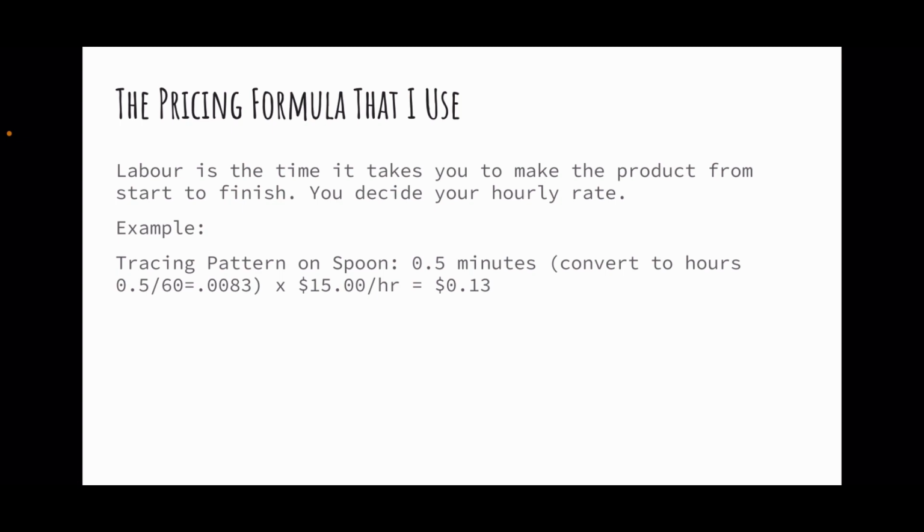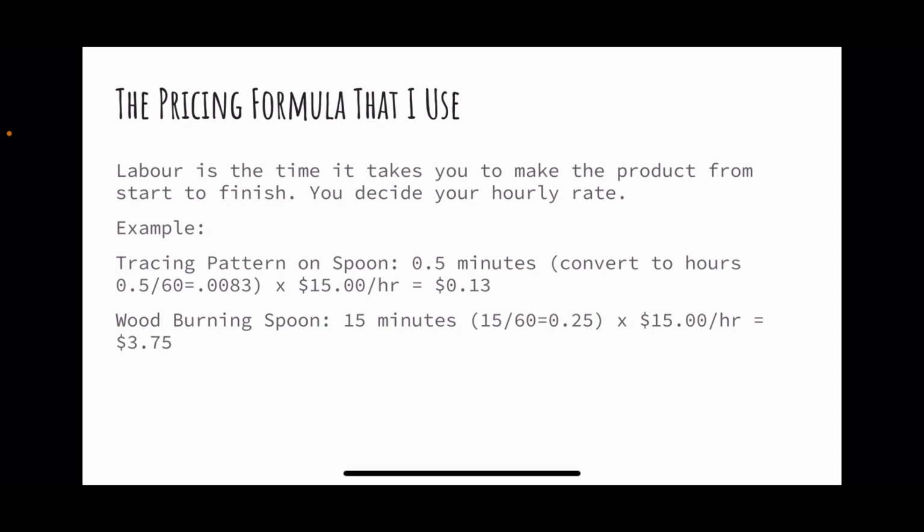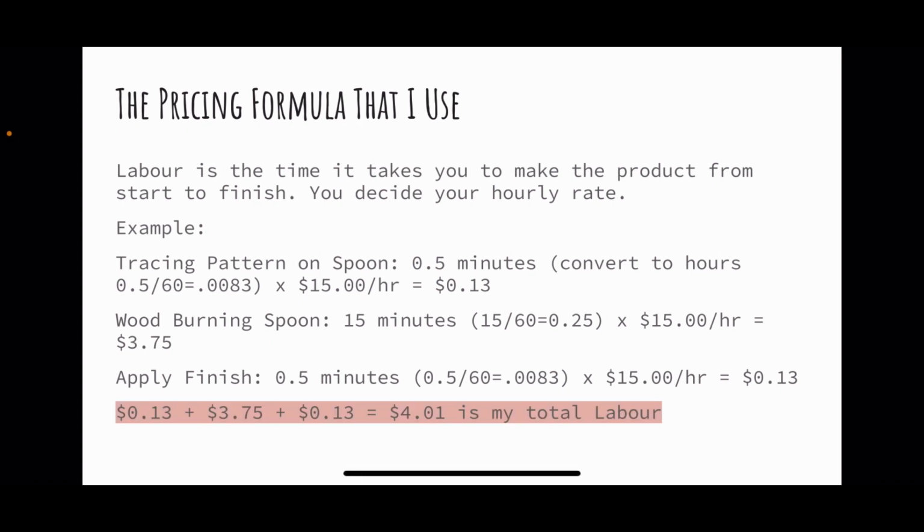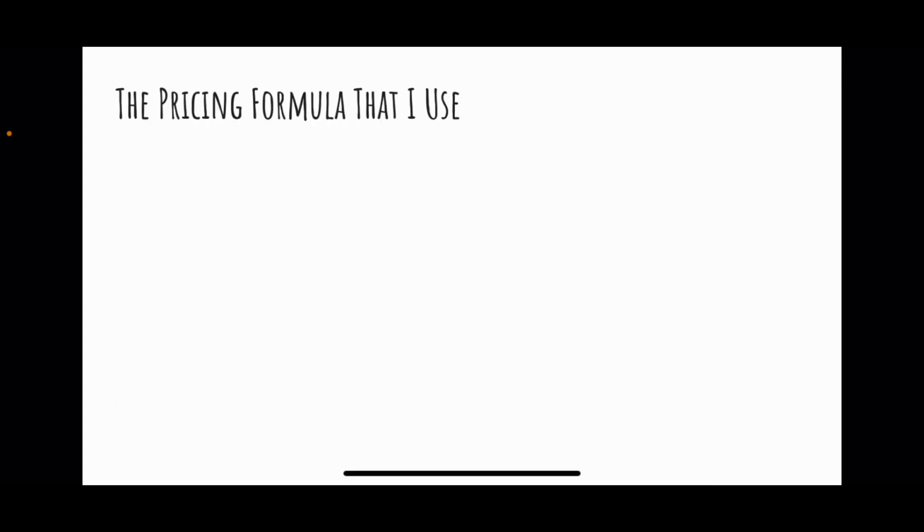Next step up is going to be wood burning the spoon, and that takes me typically about 15 minutes. So 15 divided by 60 to get our time in hours is going to be 0.25. We're going to multiply the 0.25 by $15 an hour, and that will get us $3.75. Then we apply the finish, which is going to be another half minute at 13 cents, and then we add all of those together, and that is going to get us $4.01 as our total labor cost.